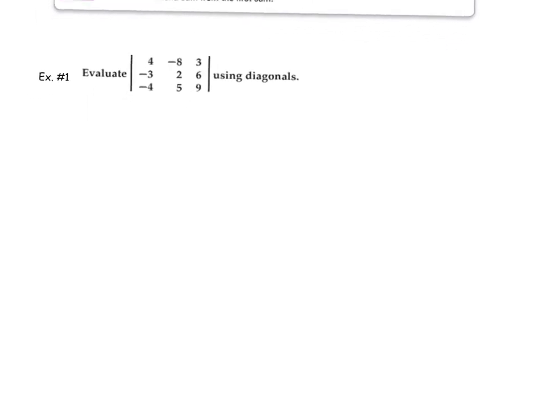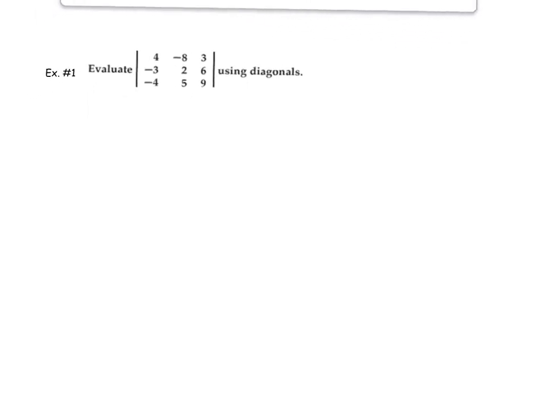The very first thing we need to do is recopy the system, and you're going to recopy the first two rows. So you're going to go 4, negative 3, negative 4, and we're going to slide over a little bit, and we've got negative 8, 2, 5, and 3, 6, 9.